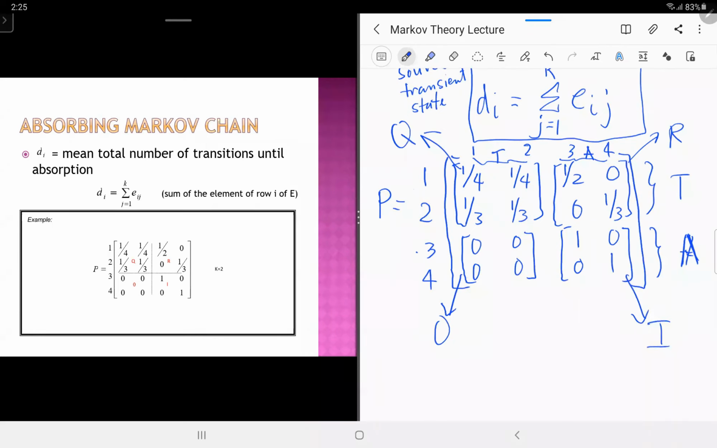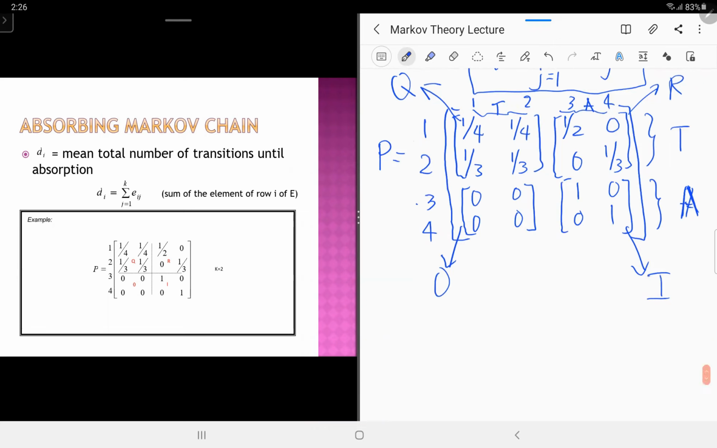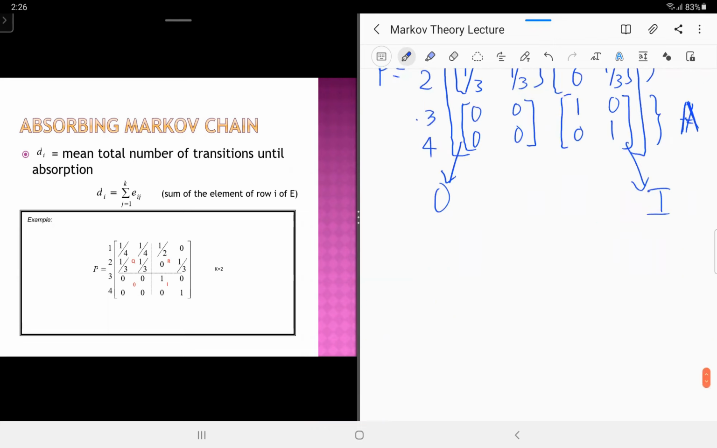The first step in solving absorbing Markov chain problems is to always identify what your transient states and absorbing states are, arrange them according to this matrix pattern, and then identify the submatrices Q, R, O, and I. Once you have done that, you are in a better position to solve your problems.